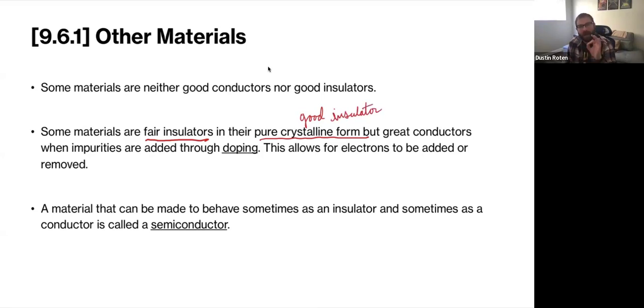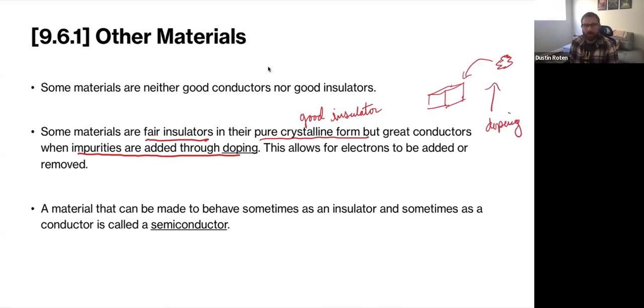Until you add impurities. Okay, so if you can take something that's a decent insulator, add impurities, and then all of a sudden it becomes a great conductor, well, that is called a semiconductor. And essentially what happens is this process of doping, which is what this is here. Doping essentially allows for electrons to be added or removed. So particular structures, if you dope it, it will go from just being an okay insulator to a wonderful conductor.